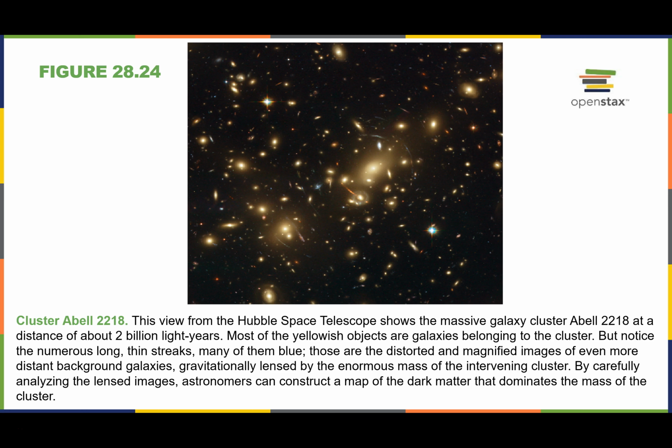So how far away is this? This cluster of galaxies is 2 billion light years away. In astronomy, it's important to get your billions and millions straight. Of course, a million is smaller. A billion is 10 to the third more than a million.